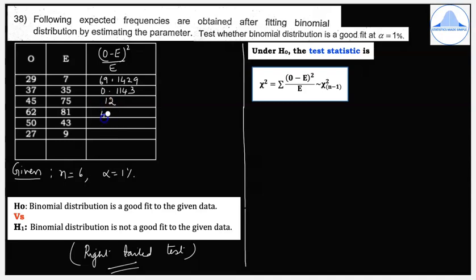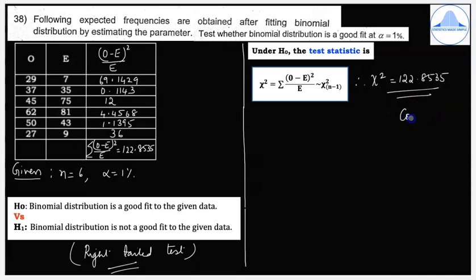In a similar way, find out the remaining values. So you'll get 12, 4.4568, 1.1395, and then the last value is 36. When you sum this up, you'll get summation of (O minus E) whole square by E, which is equal to 122.8535. Therefore chi-square is equal to 122.8535. Now observe that all the expected frequencies are greater than or equal to 5, so there's no need to do any pooling.